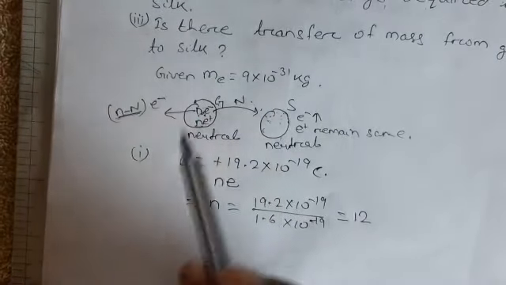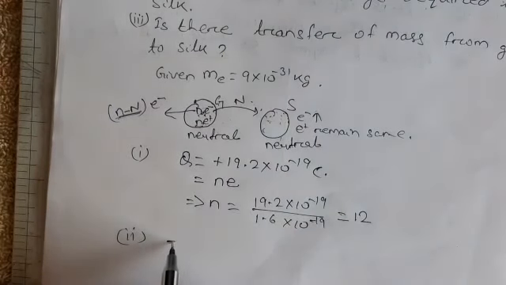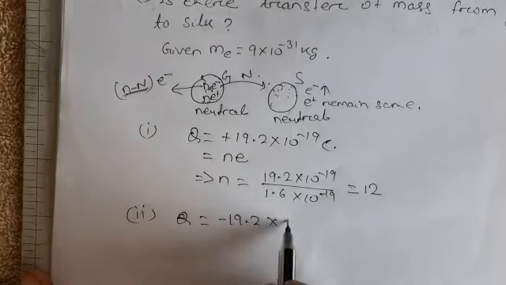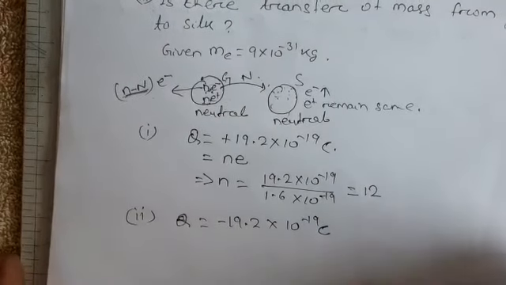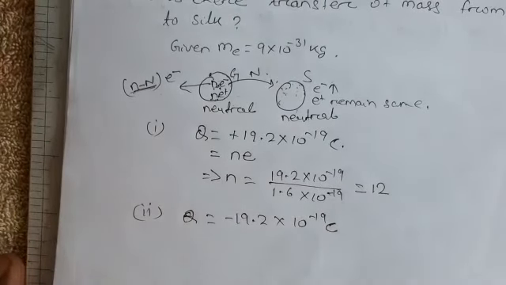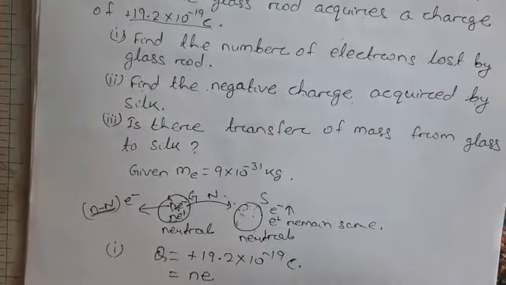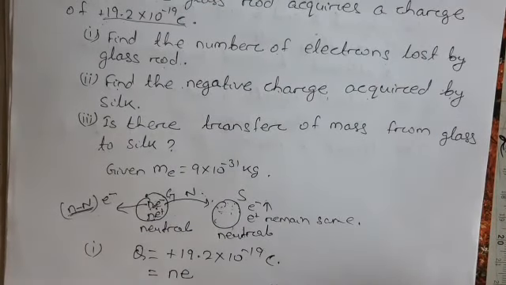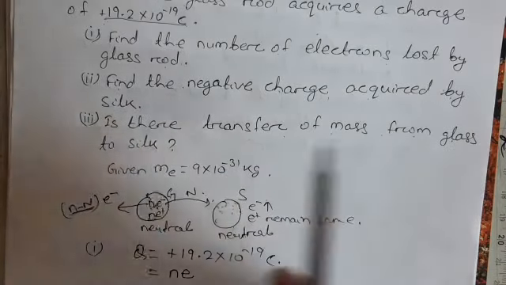Initially neutral. After the rubbing, the silk will appear with charge: the charge of silk equals minus 19.2 × 10^-19 coulomb. The silk will appear with that much charge. Then going to the next part: is there transfer of mass from glass to silk?